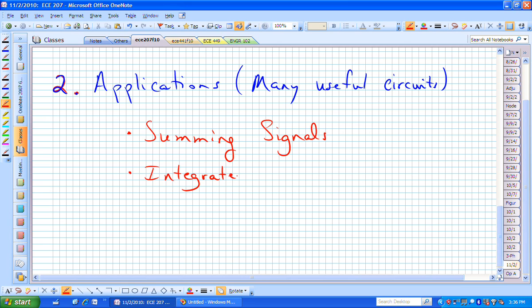You might actually want to find the area under a curve. Integrate. You may want to take the integral of something. Why do you want to do that? Well, maybe you have a sensor that measures velocity. You want to know position, so you integrate that velocity. You can now integrate signals.